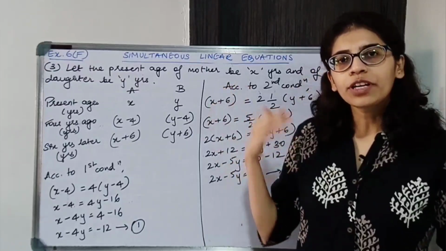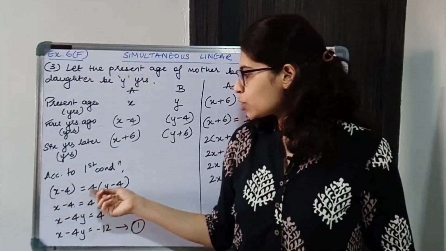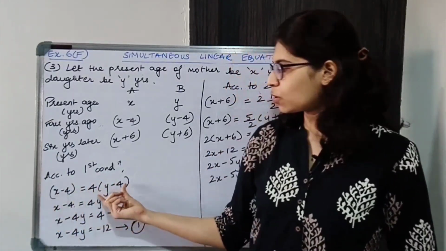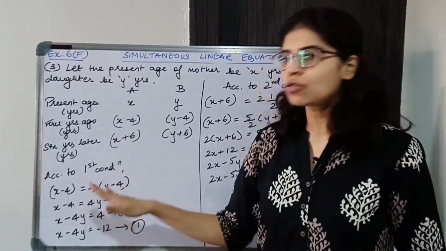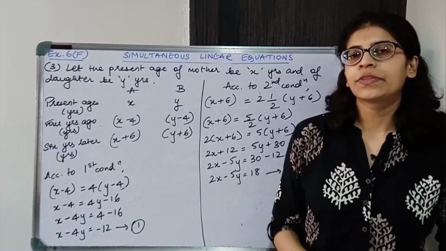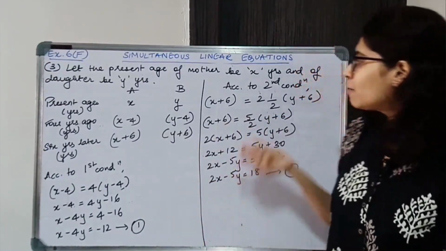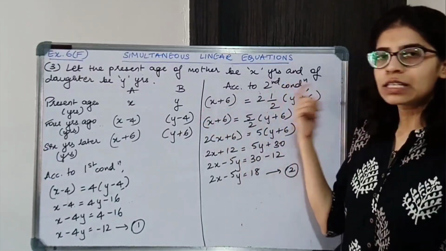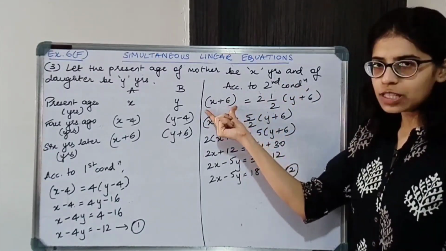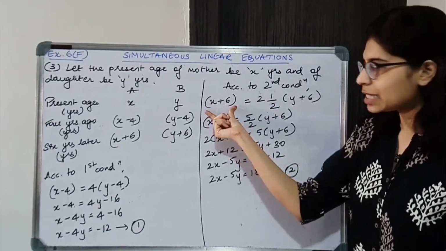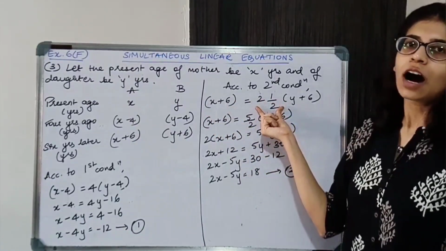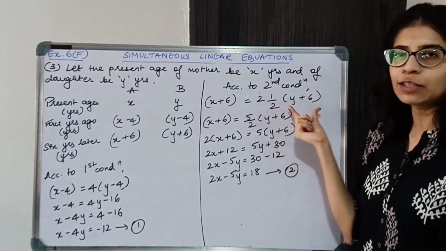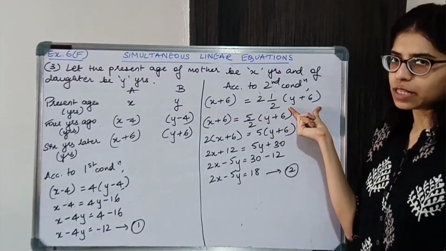So 4 years ago mother's age was 4 times the age of daughter. Okay, mother's age is x minus 4, daughter's age is y minus 4. Just solve and you will get one linear equation. Same thing for the other condition. For the second condition you are given that mother's age after 6 years will be, so after 6 years mother's age is x plus 6. It will be 2.5 times the age of the daughter. So 2.5 times age of the daughter will be y plus 6.